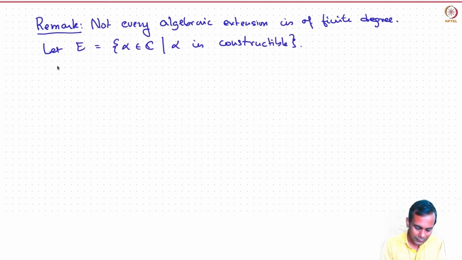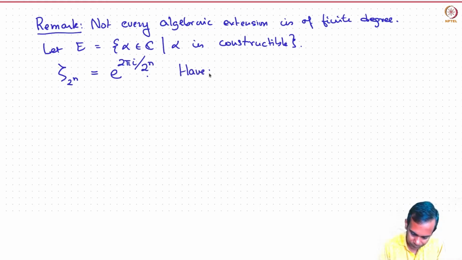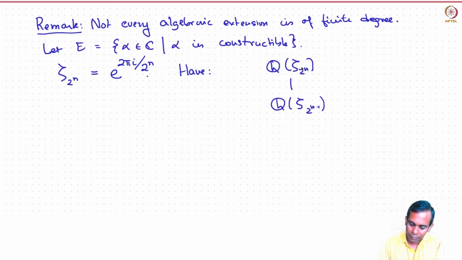Then we have elements zeta to the power 2^n. This is the 2^n-th primitive root of unity, which I can take to be the complex number e to the 2 pi i divided by 2^n. Then we have a tower of extensions. Q(zeta_{2^n}) contains Q(zeta_{2^{n-1}}), because zeta_{2^{n-1}} is just the square of zeta_{2^n}, and so this element is contained in the field above, and therefore this is a subfield of Q(zeta_{2^n}).